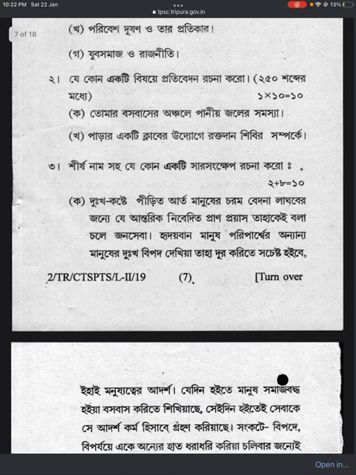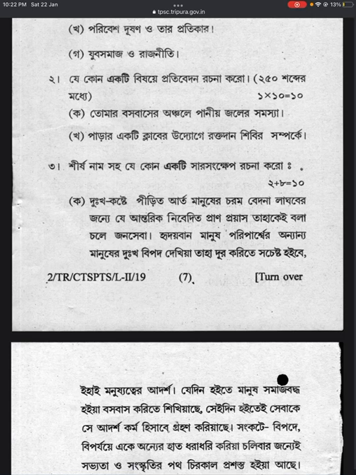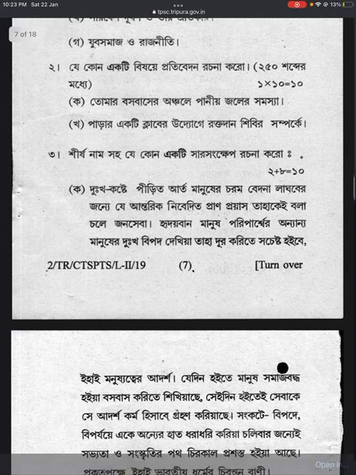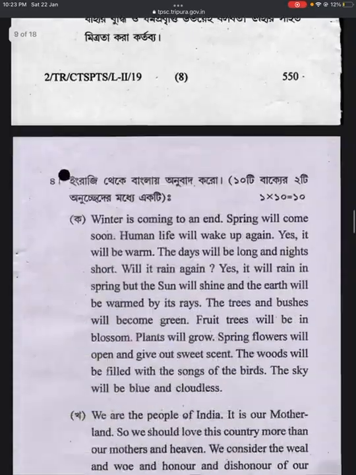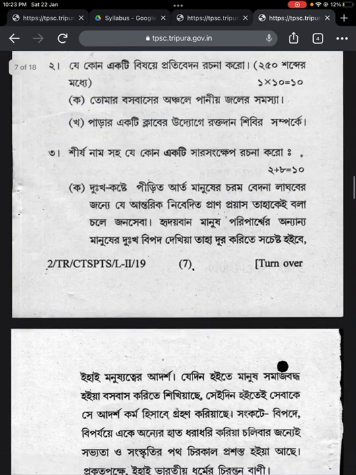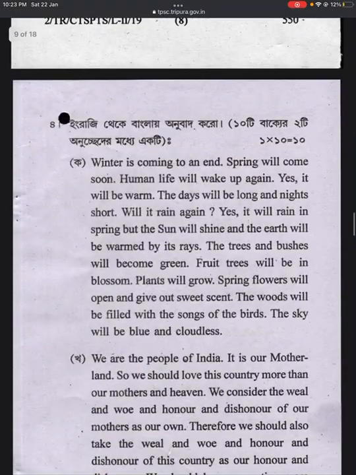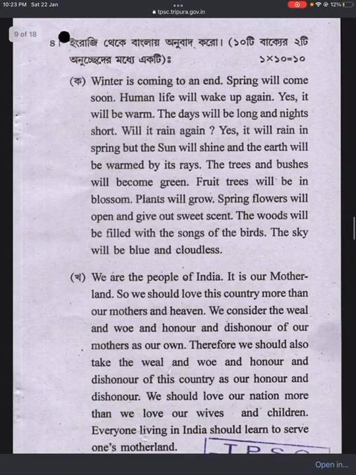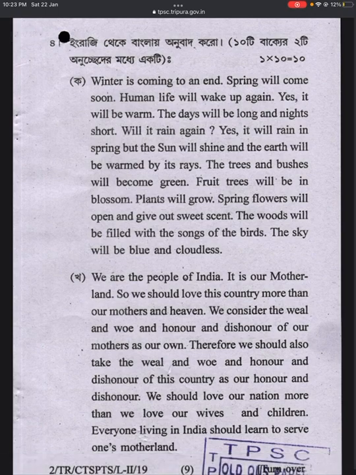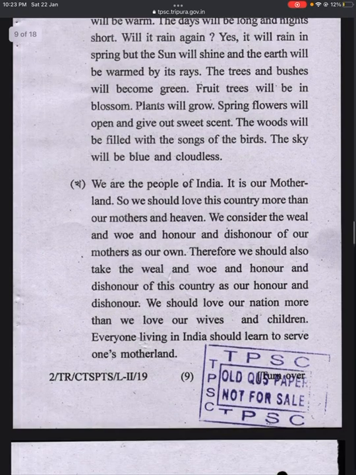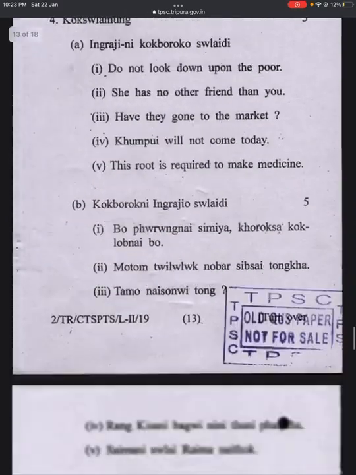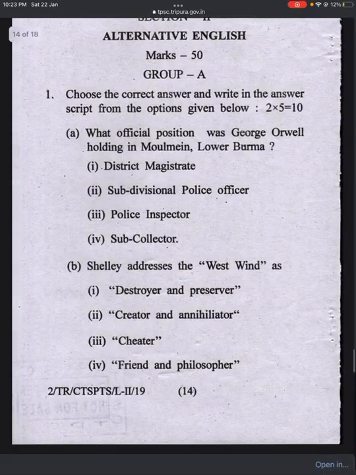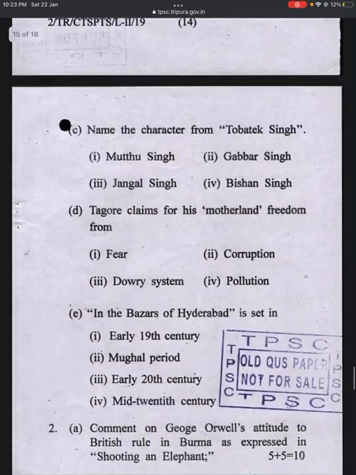Now second is প্রতিবেদন রচনা, any one of the two. And then শিষ্যনাম সহ সারসংক্ষেপ, this is basically like pre writing. And then ইংরেজি থেকে বাংলায় অনুবাদ. This is easy, okay? And if you would go for this alternative English, then I don't have any idea about it, okay?